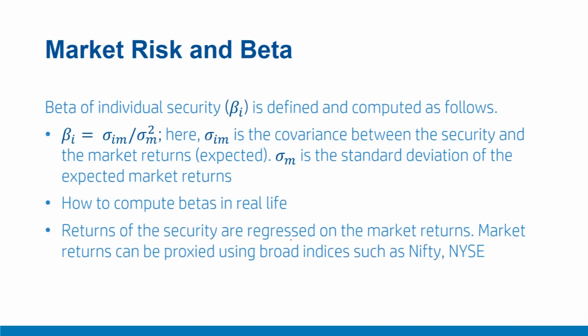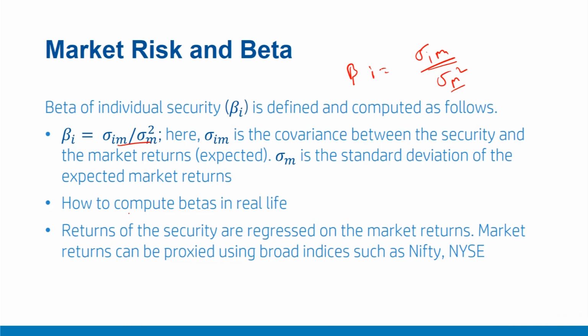Now, how to mathematically compute betas of a security or a portfolio? So beta of a security or portfolio i is simply the ratio between covariance of that security and market, which is sigma iM, divided by variance of market. So this formula represents the mathematical computation. It comes from the regression model, as we'll see shortly, but this is the ratio of covariance between the security and market divided by the variance of the market.